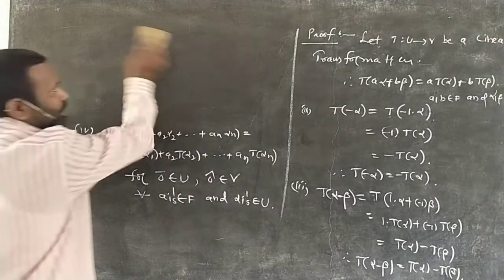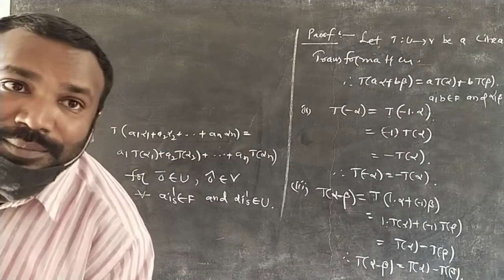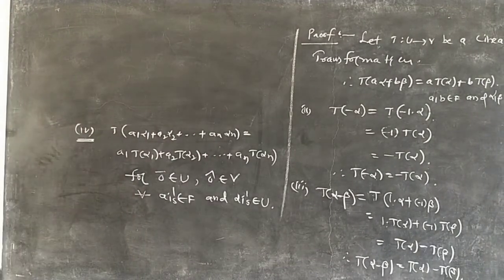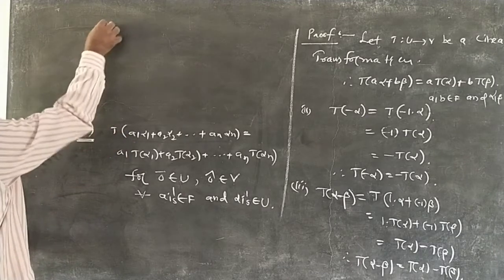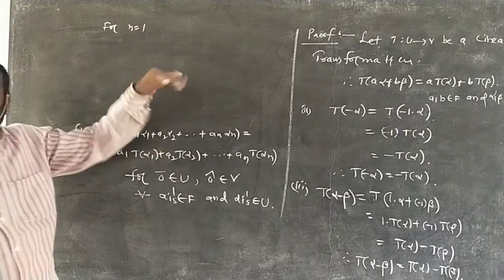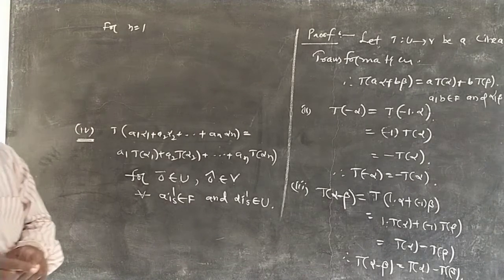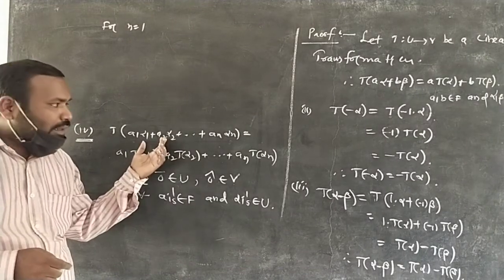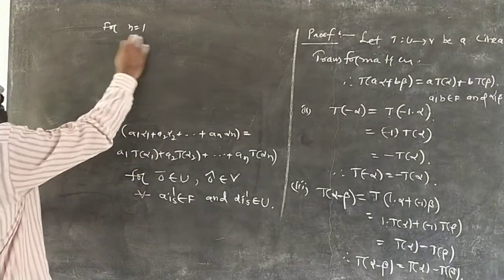So to prove this, we use mathematical induction. You know mathematical induction? In Intermediate you have learned mathematical induction. There are n terms. Take n equal to 1, and then you take one term. For n equal to 1, we prove this statement. If n equal to 1, you take one term.